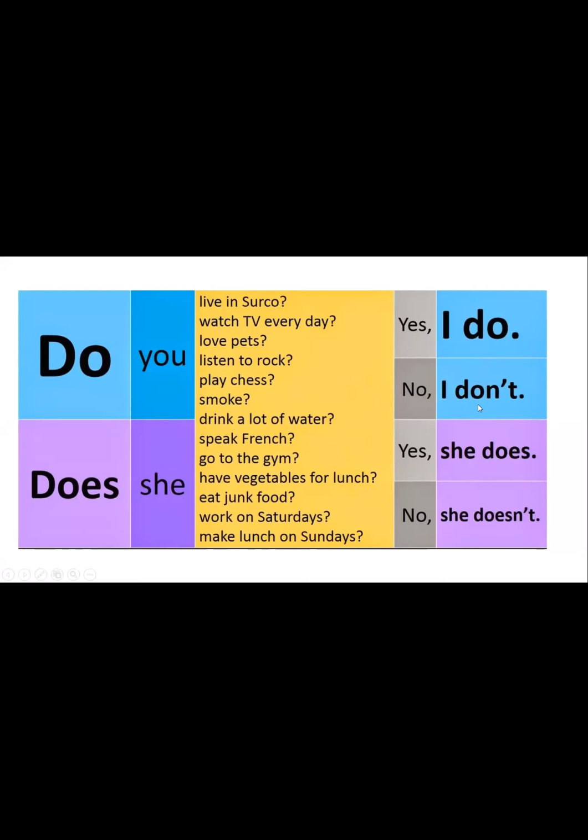Remember. When I say yes, I do or no, I don't, this subject pronoun I can change. Este sujeto lo puedo cambiar. Esta estructura es para los sujetos. ¿Para cuáles sujetos? Sujeto I, sujeto you. I, you, we, they. Ah, okay. So if the answer is no, they? We don't. In this case, we say no, they don't. Si yo uso un sujeto, he, she, or it, and I have a positive answer, yes, she does. And no, she doesn't. Very good.